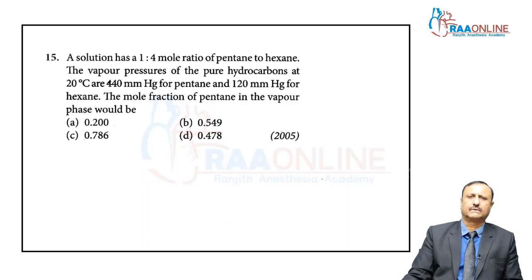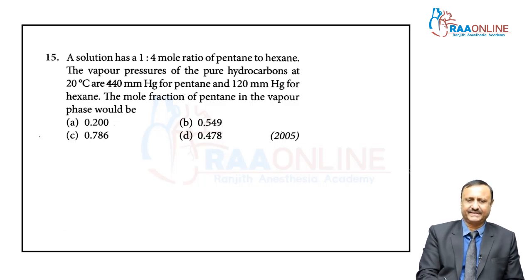A solution has a 1:4 mole ratio of pentane to hexane. The vapor pressures of the pure hydrocarbons at 20 degrees Celsius are 440 millimeter mercury for pentane and 120 millimeter mercury for hexane. The mole fraction of pentane in the vapor phase would be? Here, my dear students, what is the concept of this question? Here you can see the concept and formulas.